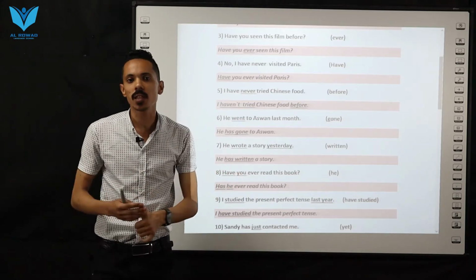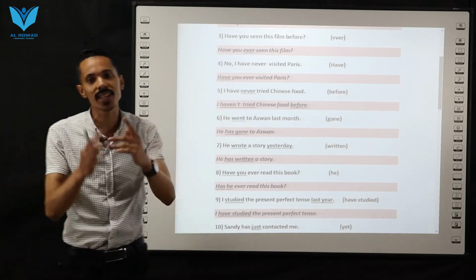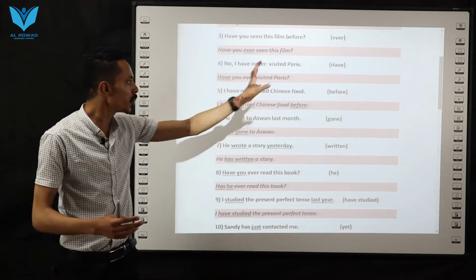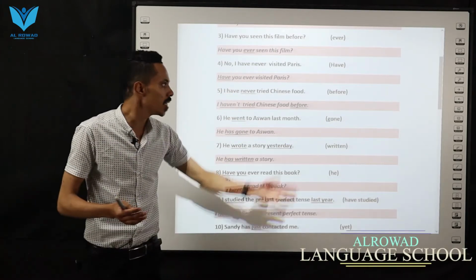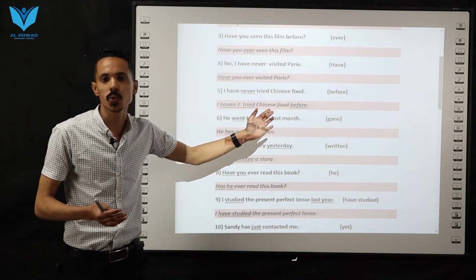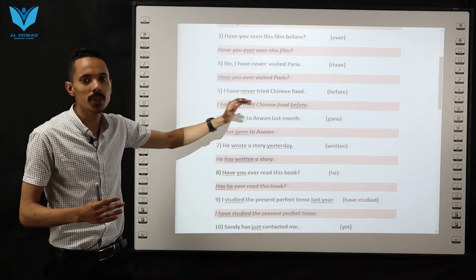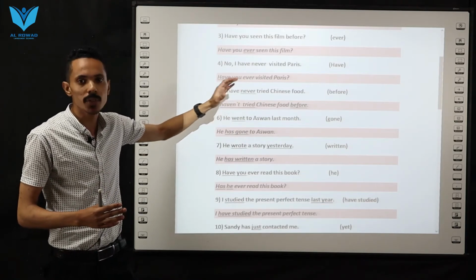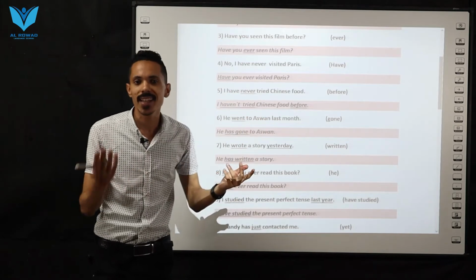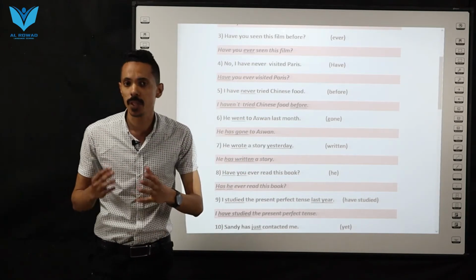The first thing, you will make the verb change from affirmative to negative. The second thing, before takes the place of never. But what is the place of before in the sentence? And the object, the last word of the sentence. So here, I haven't tried Chinese food before, the same meaning as I have never tried Chinese food. Negative experience. For the first one, never, for the second one, before.